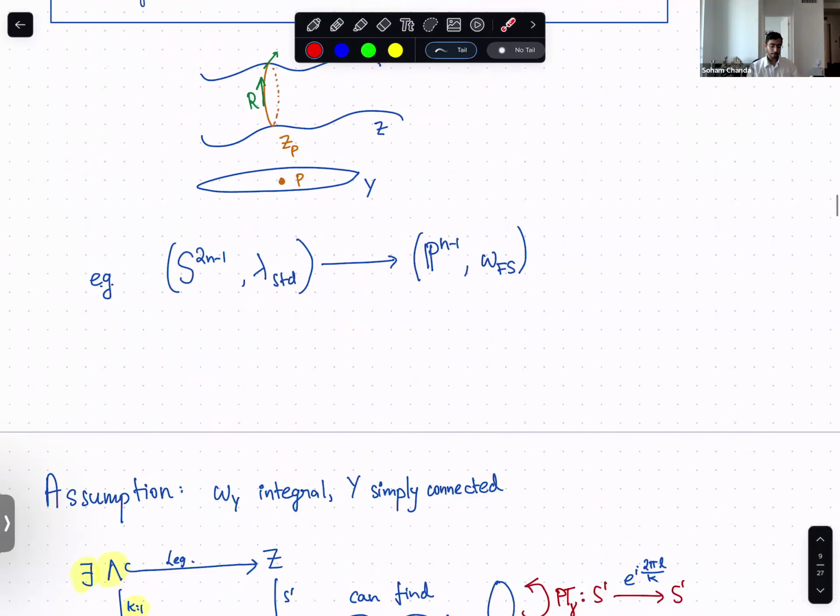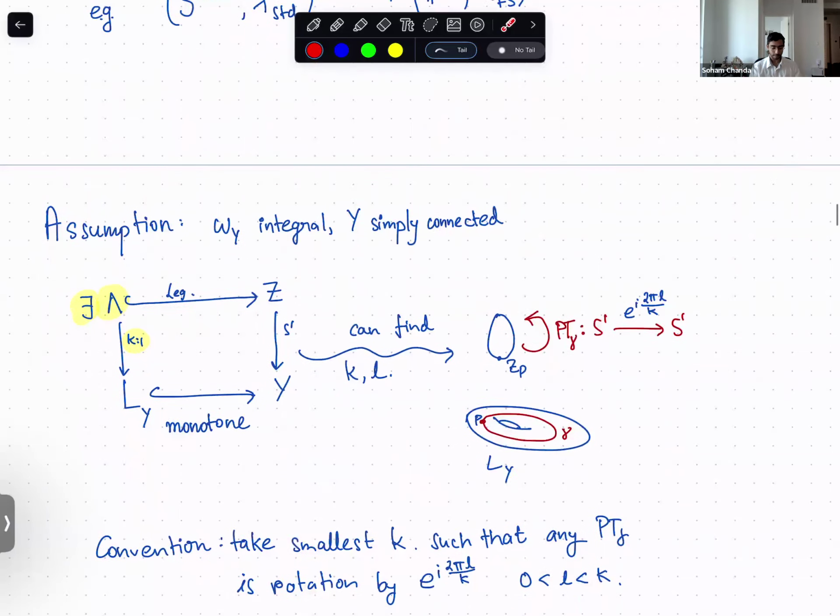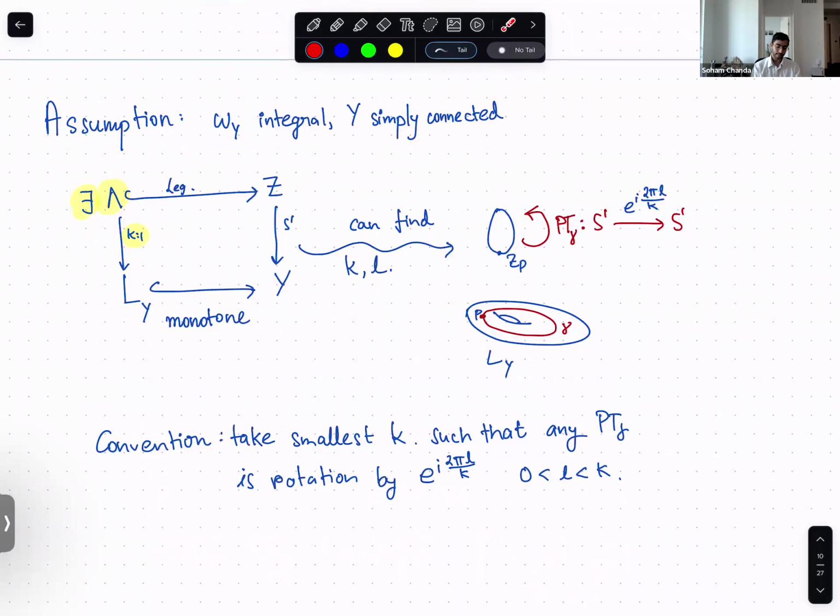Okay, now I will tell you how to construct Legendrians inside this circle bundle. You start off by assuming, for simplicity, that the symplectic form is integral and Y is simply connected. Now, if we have a monotone Lagrangian inside Y, the claim is that you can construct a Legendrian inside Z such that the Legendrian is a K to 1 cover. And we will see why we have this K to 1 cover.